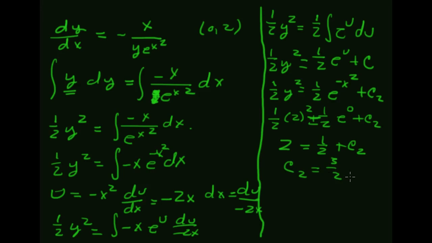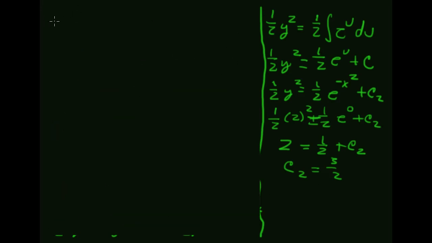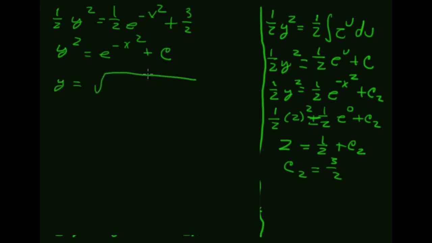All right, so let me get some more space here for a minute. All right, so let's rewrite this with that new C2 value. I have 1/2 y squared is equal to 1/2 e to the negative x squared plus 3/2, right? So we're going to multiply everything by 2. That's going to give me y squared is equal to e to the negative x squared plus 3. Take the square root. And I know I'm positive because of the restriction that they gave me on the range of this in the problem. So I can go with that.